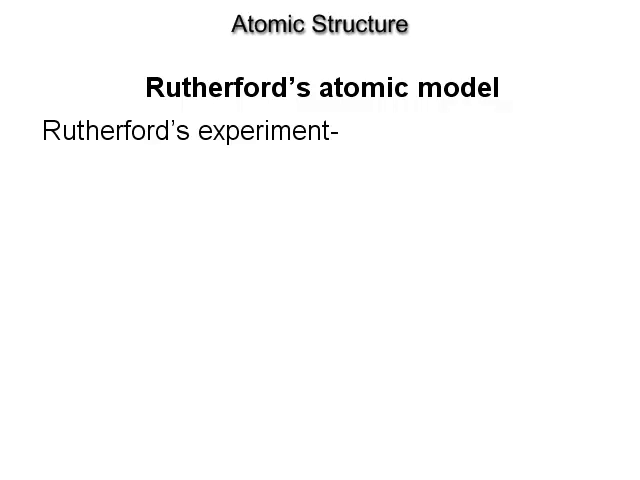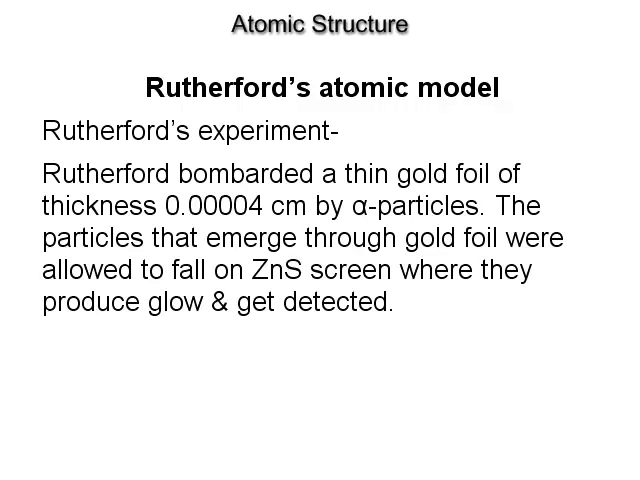Rutherford's experiment. Rutherford bombarded a thin gold foil of thickness 0.00004 centimeters by alpha particles. The particles that emerged through the gold foil were allowed to fall on a ZnS screen where they produce glow and get detected.